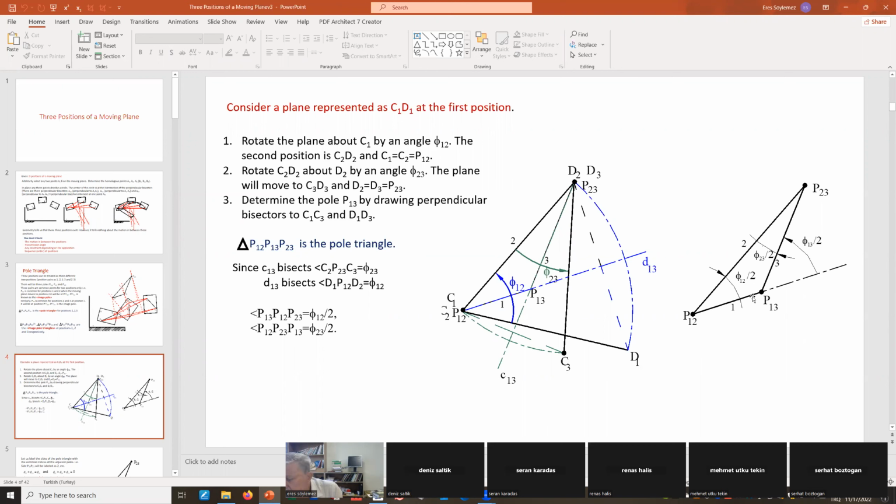The internal angles of a triangle add up to 180 degrees. That's also true in this case. Phi12 over 2 plus phi23 over 2 plus phi13 over 2 will be either equal to pi or 0, depending on the direction you select.